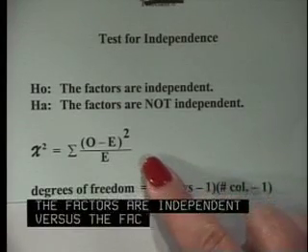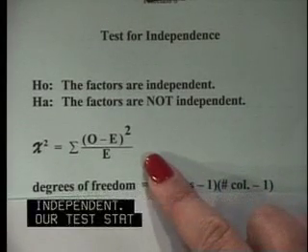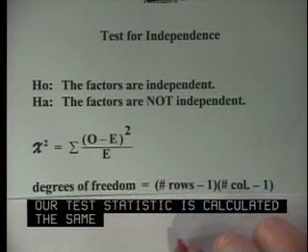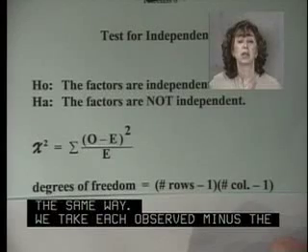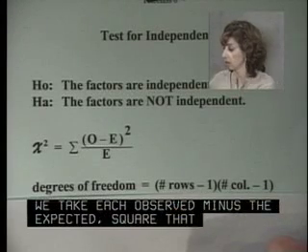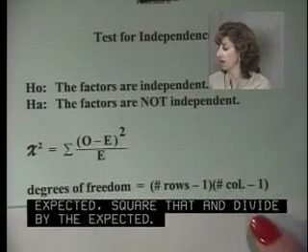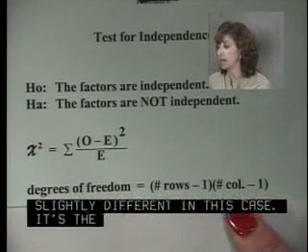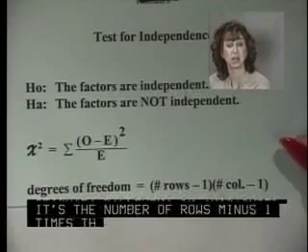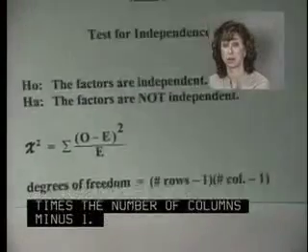Our test statistic is calculated the same way. We take each observed minus the expected, square that, and divide by the expected. Our degrees of freedom are slightly different in this case. It's the number of rows minus 1 times the number of columns minus 1. So let's look at an example with this one.